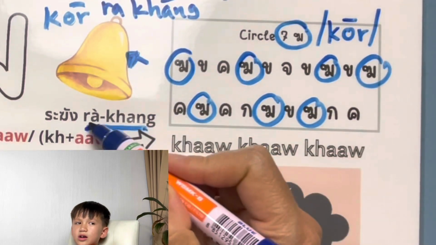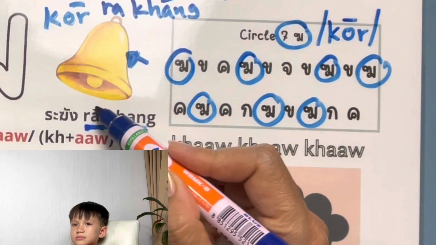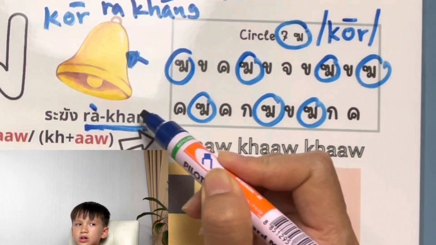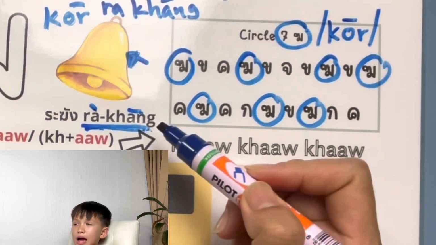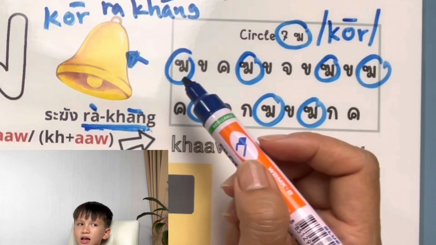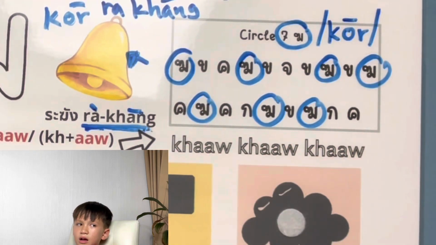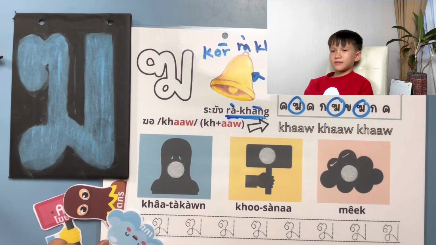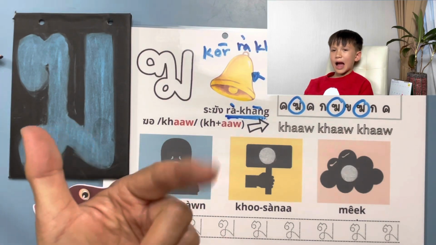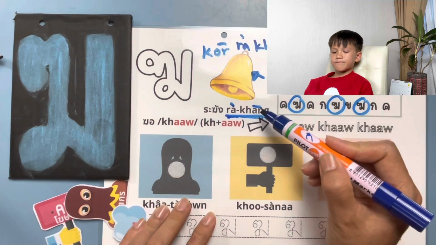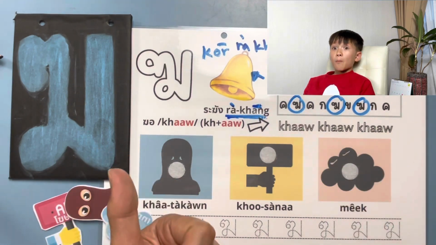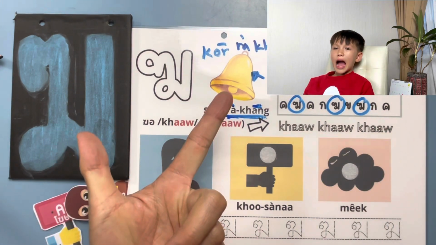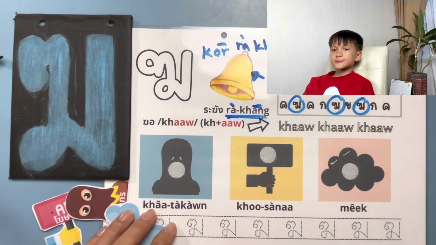Khor for what? Kang. No, khor for ระฆัง. Say again. ระฆัง. Kang is mid-tone. One more time. Kang. Yes, ระฆัง.